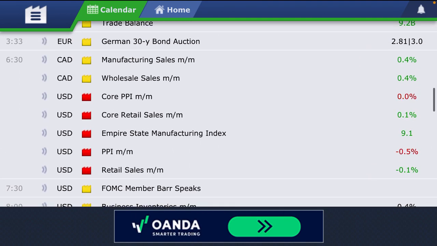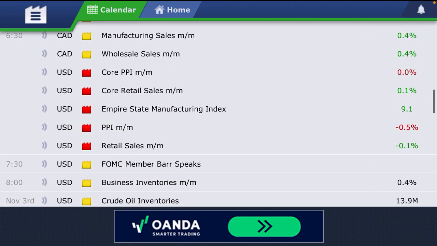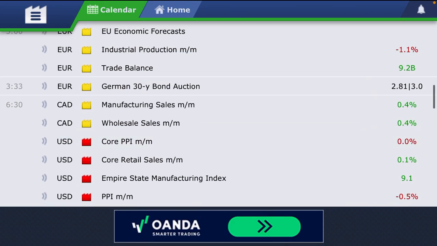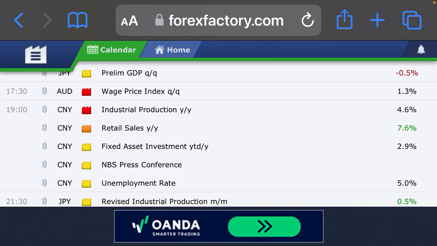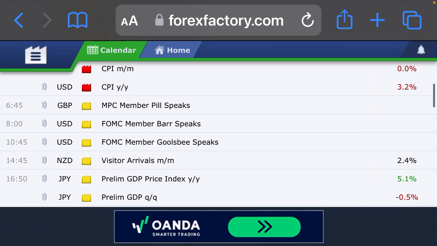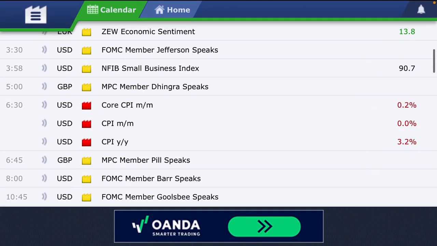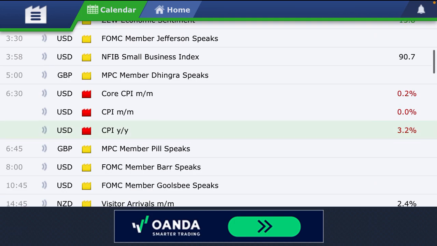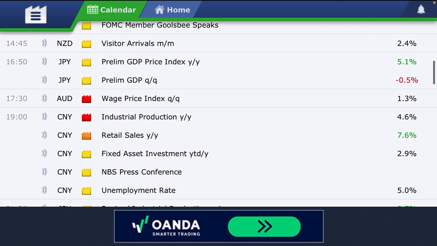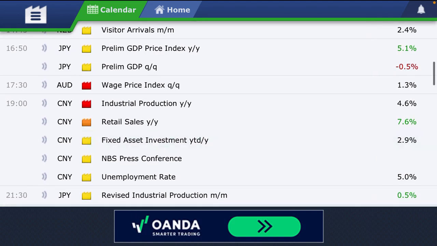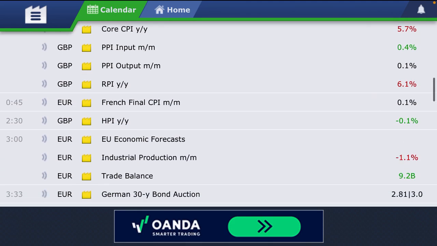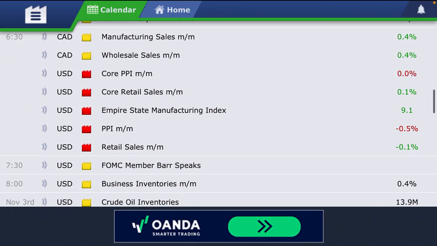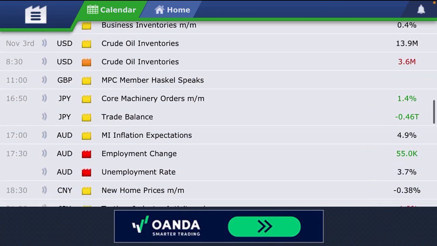But, see, like here's a lot of red stuff. Those are the main ones, and then the orange ones are medium, and those can have stuff happen too. So usually the big money events, like core CPI, retail sales, wage price index, industrial production, CPI, quarterly price index.